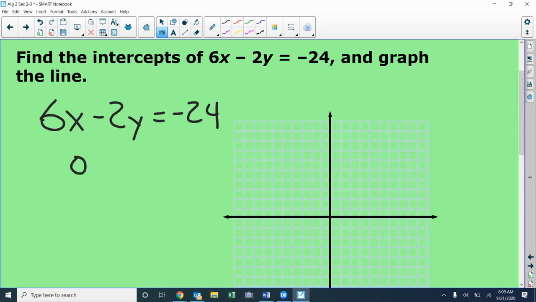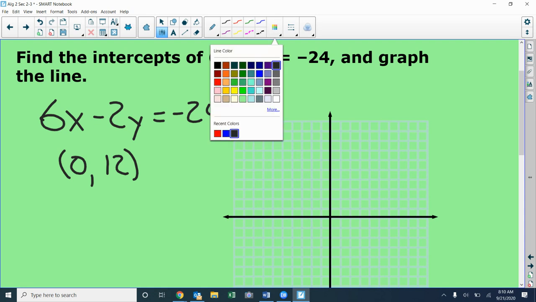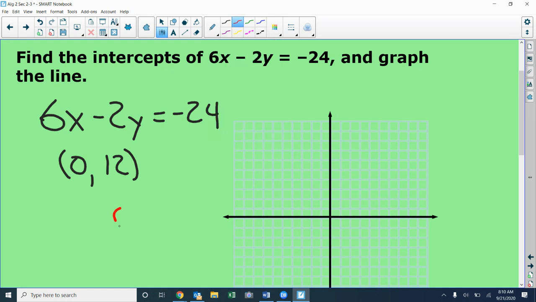Put 0 in for x, I think I'm gonna get positive 12. Can anybody confirm that? Is that right? Okay. 0 in for y. Looks like -4. Is that correct? Okay. Give you a second if you're graphing.